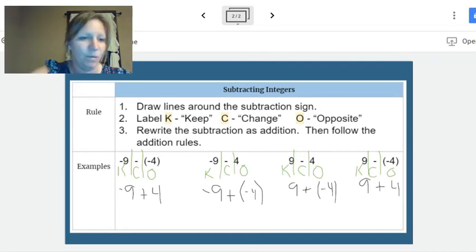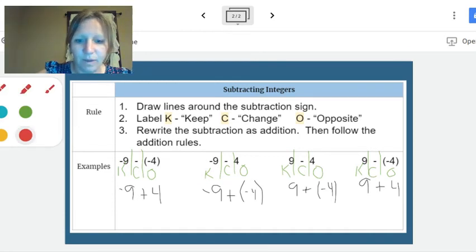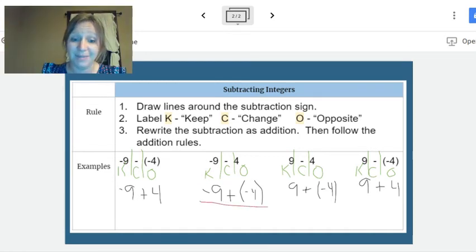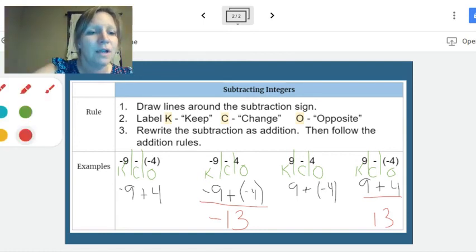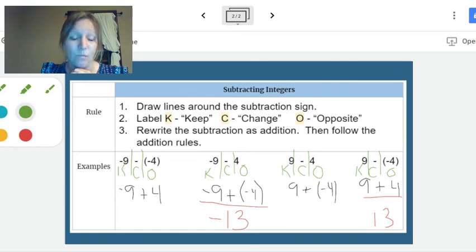So if you look at the second one, that's this one right here. Same signs, we have a negative 9 and a negative 4. So I add the two numbers, 9 plus 4 is 13, and then I keep the same sign, so it's going to be negative 13. If you look at the last one, both of these are actually positive, same thing, just like you learned in first and second grade, you add those two numbers together to get 13, the sign is positive because they're both positive.